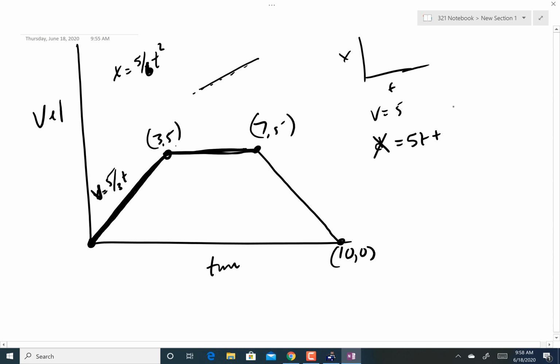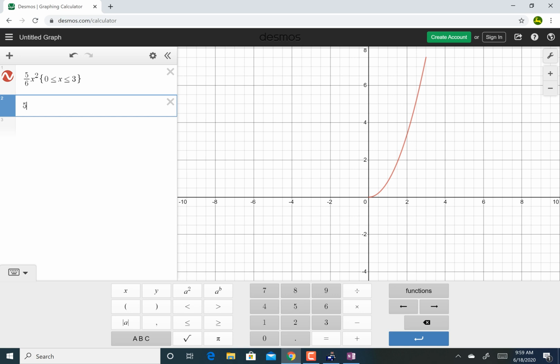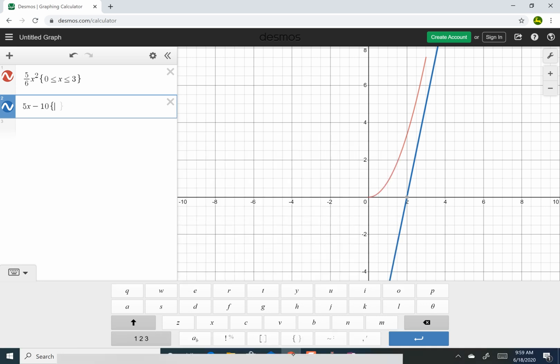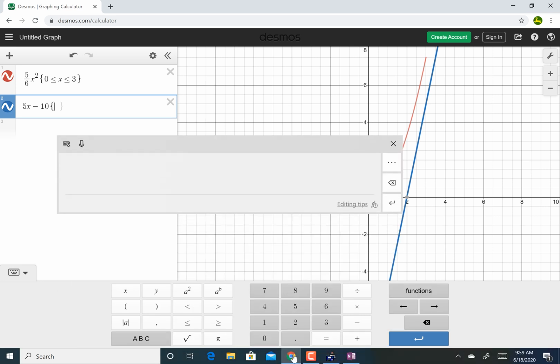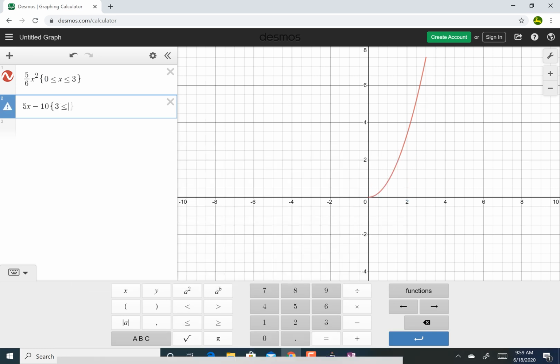Here's what you're thinking, but you'd be wrong. Because remember, it isn't x of 0 equals 5, it's x of 3 equals 5. Does that make sense? So if you did this, you'd have 5 equals 3 times 5, which is 15, so c is equal to negative 10. And so you're going to go 5t minus 10, bracket, 3 less than x less than 7.